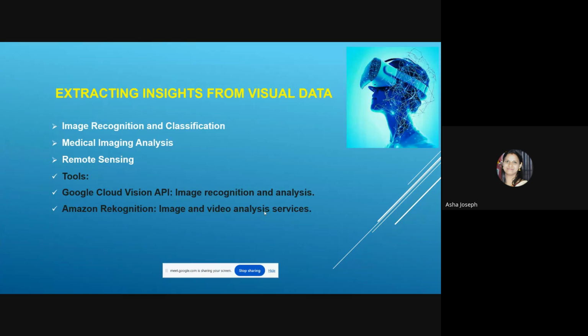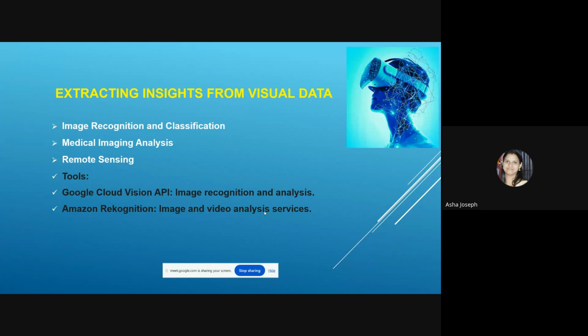And many of you are doing research in the field of medical imaging analysis. Here you can say that AI is transforming medical imaging by enabling the automated detection of diseases such as cancer and maybe Alzheimer's. From the medical images they are able to identify and classify it. And coming to remote sensing, AI is actually used to analyze satellite imagery to monitor environmental changes such as deforestation and climate change.